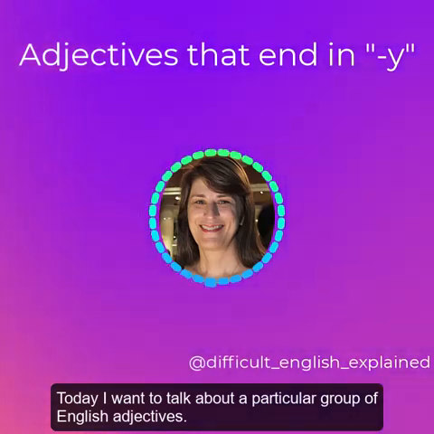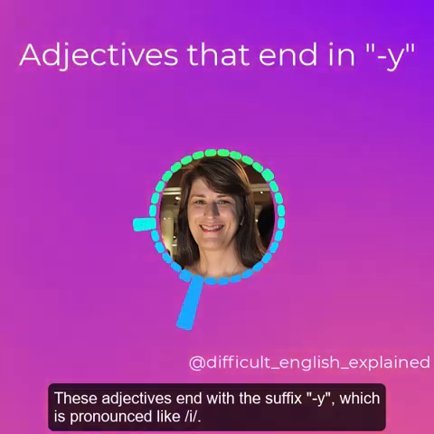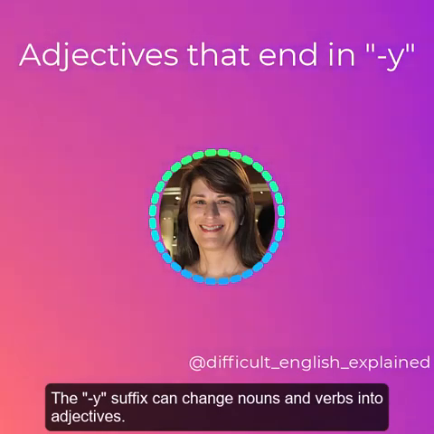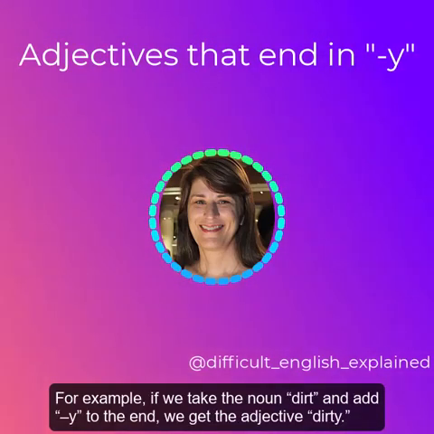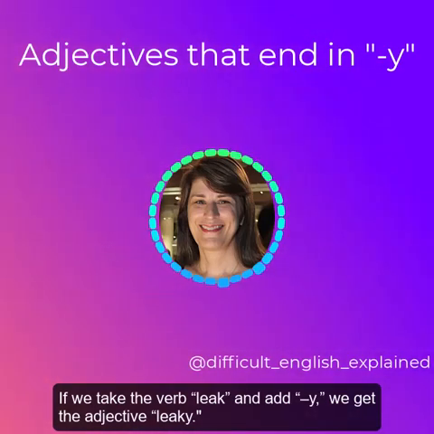Today I want to talk about a particular group of English adjectives. These adjectives end with the suffix y, which is pronounced like e. The y suffix can change nouns and verbs into adjectives. For example, if we take the noun dirt and add y to the end, we get the adjective dirty. If we take the verb leak and add y, we get the adjective leaky.